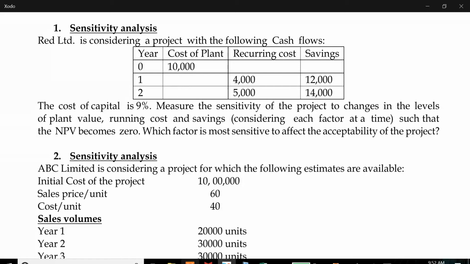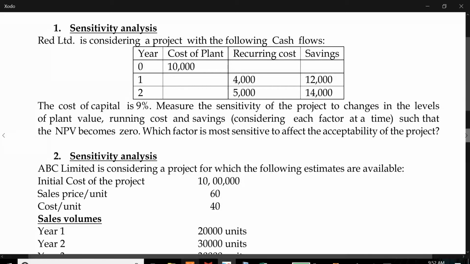Okay, now see, I'll normally calculate the NPV. The format for NPV is year, cash flow, PVF, DCF. Now this cash flow which we write, now listen for some time. I will split the cash flow into multiple numbers. What will be the multiple numbers is for whatever you want to calculate the sensitivity. So plant value will be one of the columns, running cost will be second column, savings will be third column.